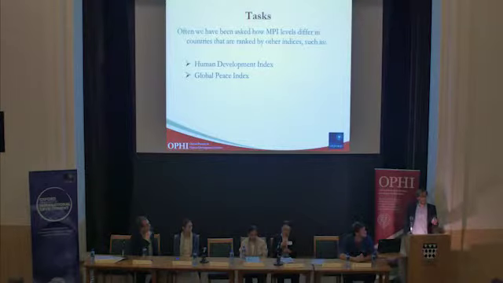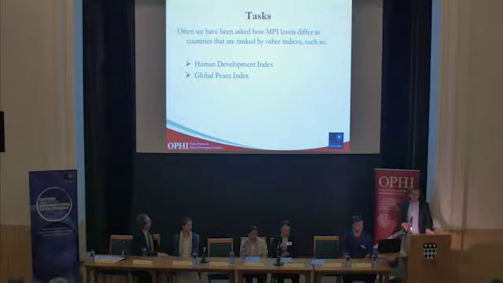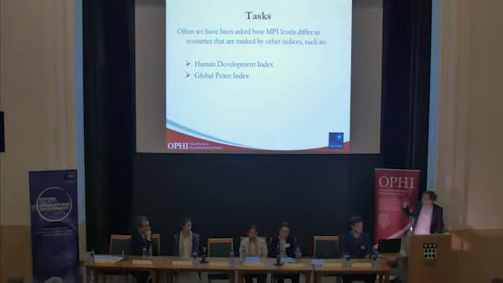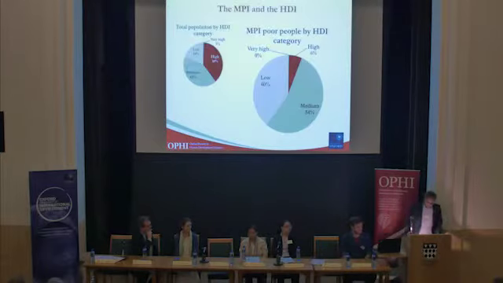So, we sometimes ask how the global MPI differs from other commonly used indices. And in order to investigate this question, we have compared the global MPI to other indices like the Human Development Index, the Global Peace Index, the Ease of Doing Business Index, and the Fragile State Index. And what we found is that there is variation in the strength of the association between the indices. I will present the results of the comparison shortly for the Human Development Index and the Global Peace Index.